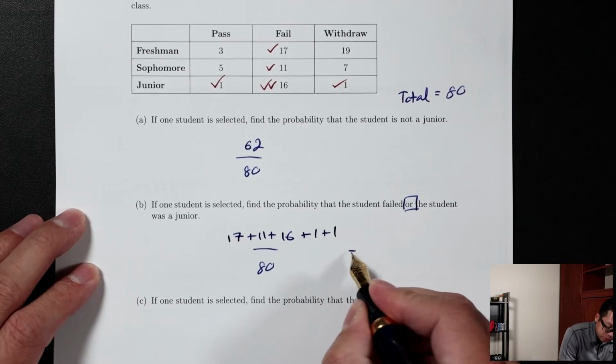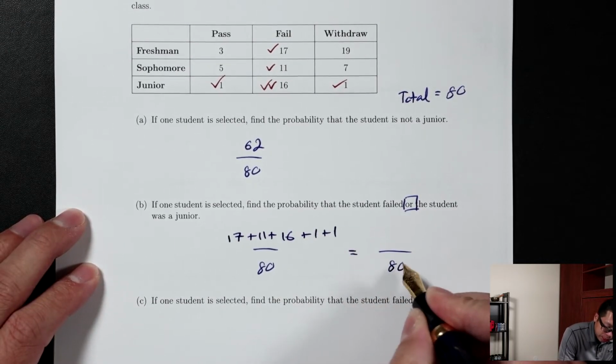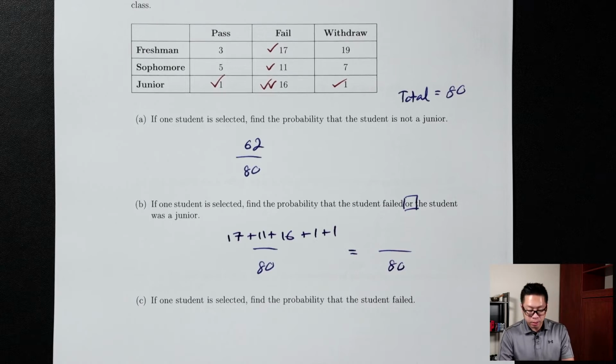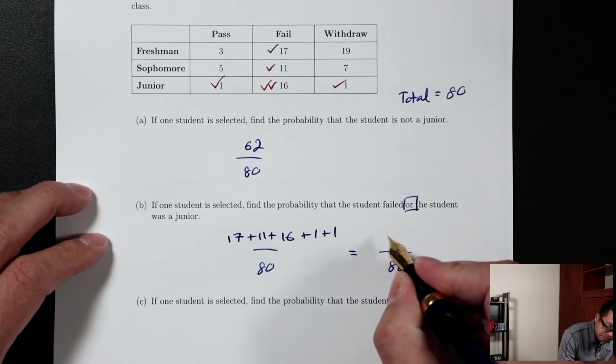Okay, add those numbers up top. The bottom is still 80. Up top, 17 plus 11 plus 16 plus 1 plus 1. That's 46.